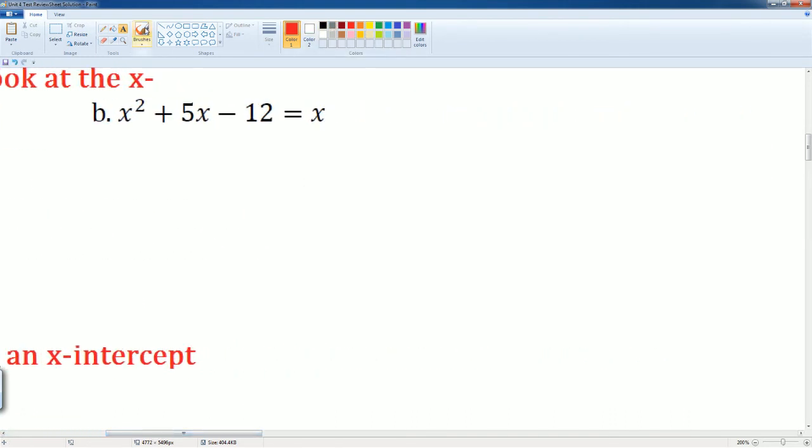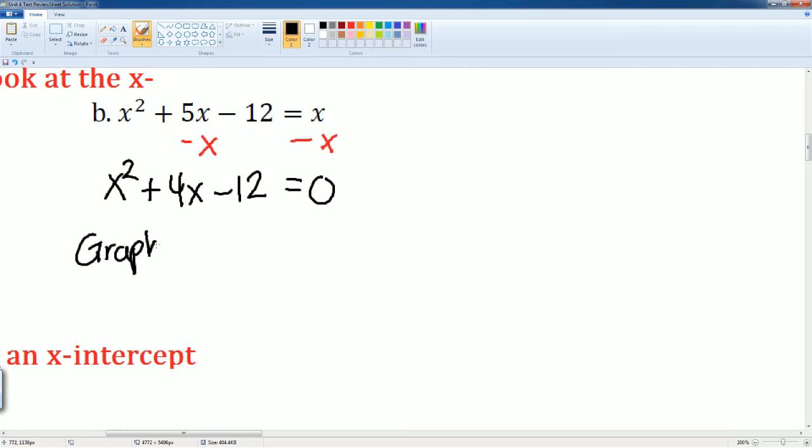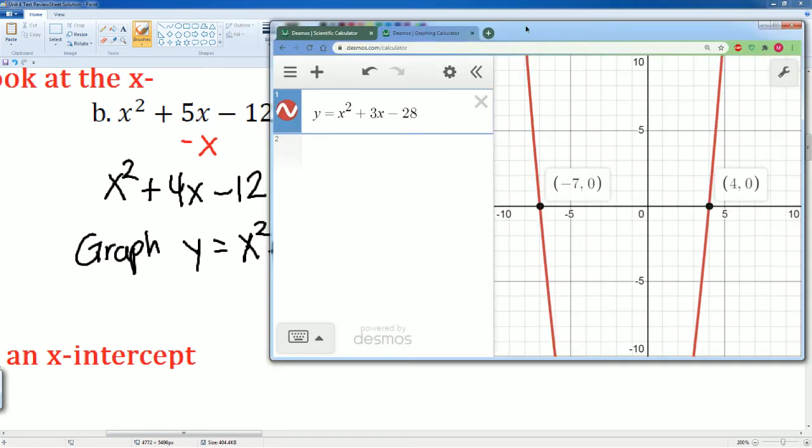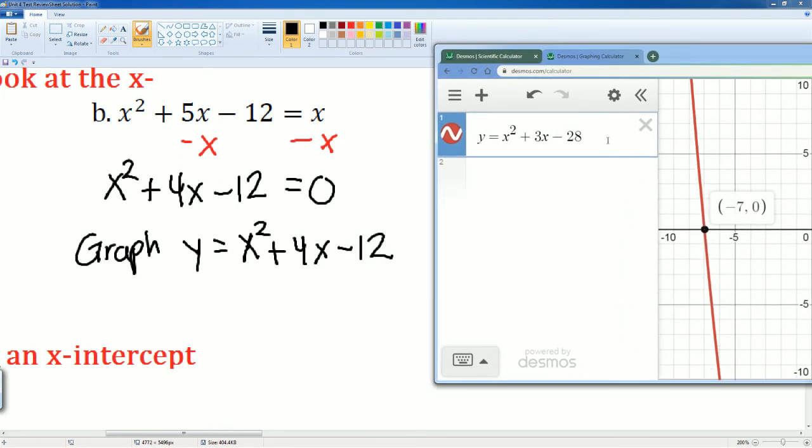Let's get that into standard form. I'm going to subtract x from both sides. I'm now going to have x squared plus 4x minus 12 equals 0. Right? Now you want to graph y equal to x squared plus 4x minus 12. All right, so let's graph that. Okay, x squared plus 4x minus 12.